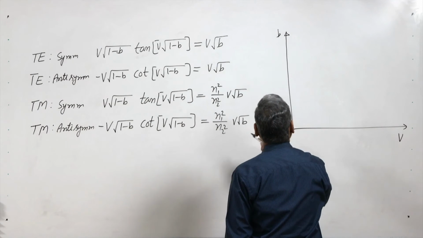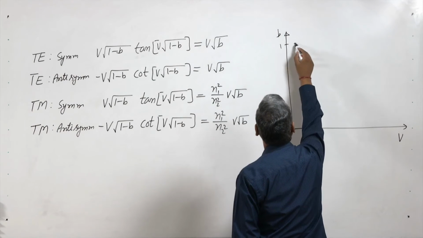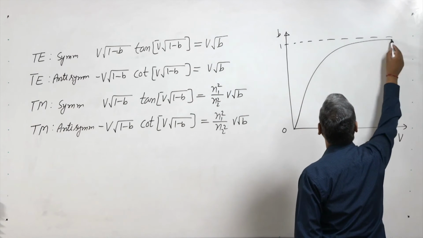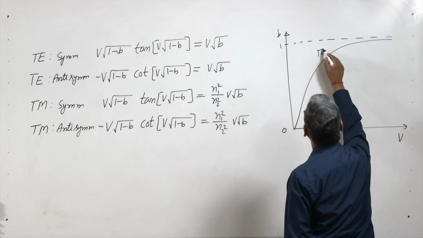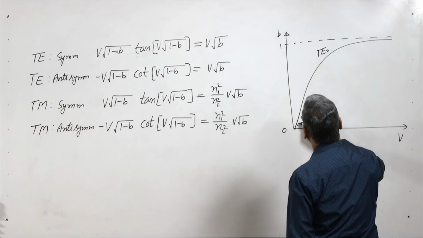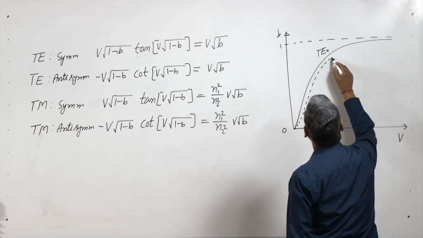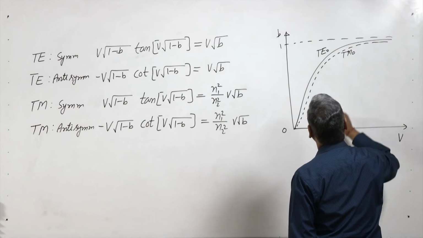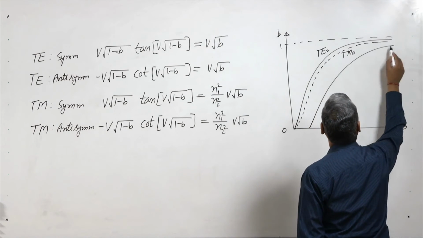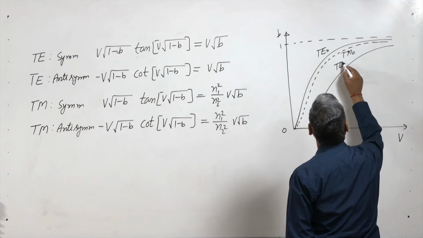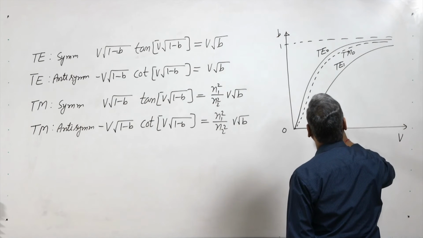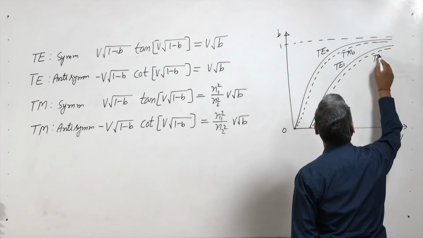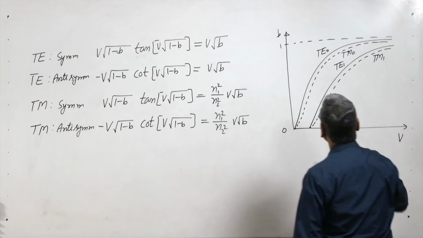For guided modes, B would vary from 0 to 1. So, this would be TE0 mode, this would be TM0 mode, this would be TE1 mode, this would be TM1 mode, and so on.